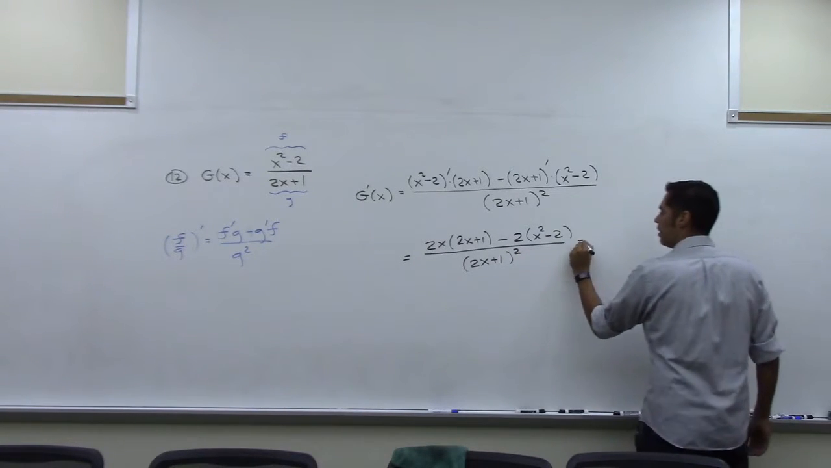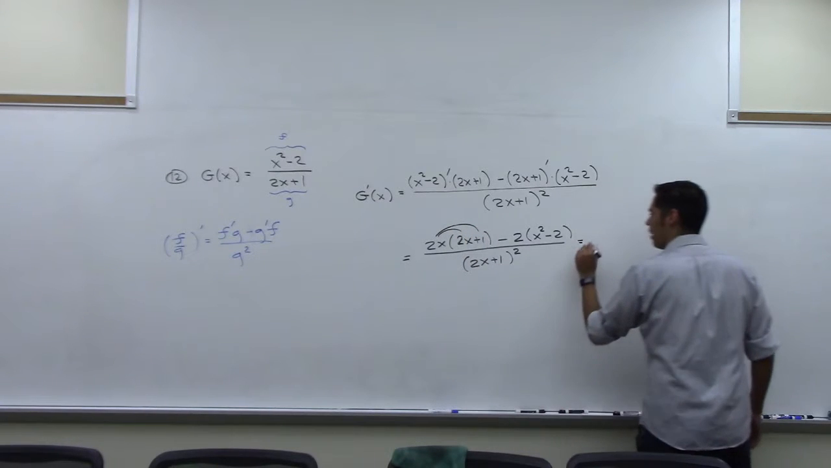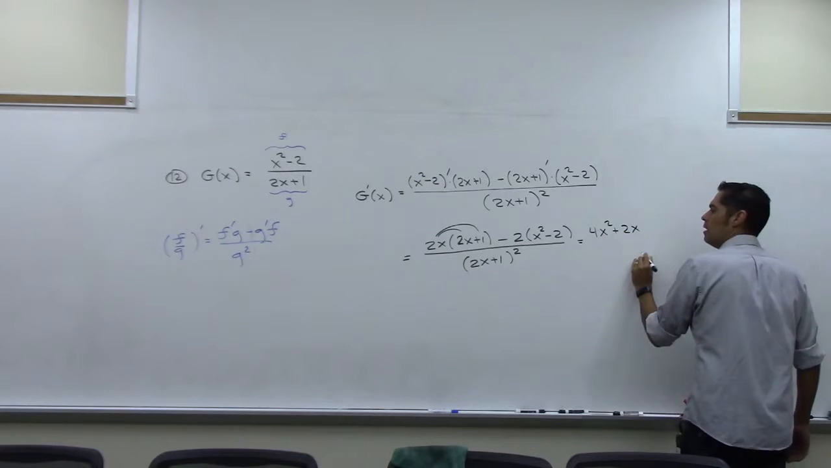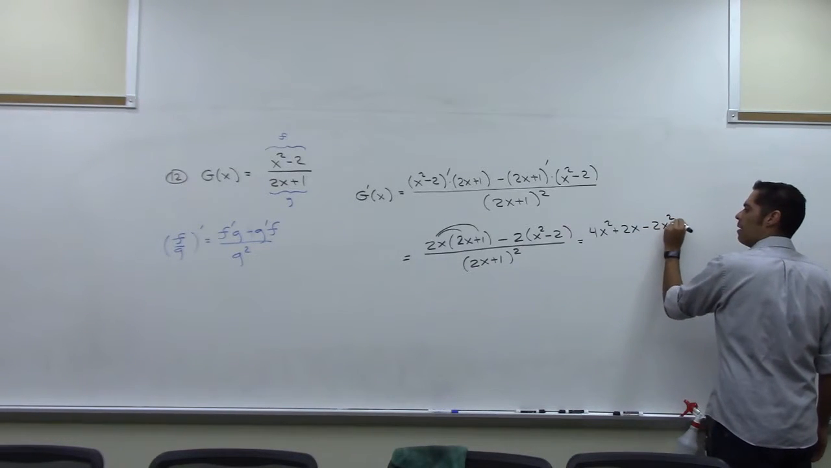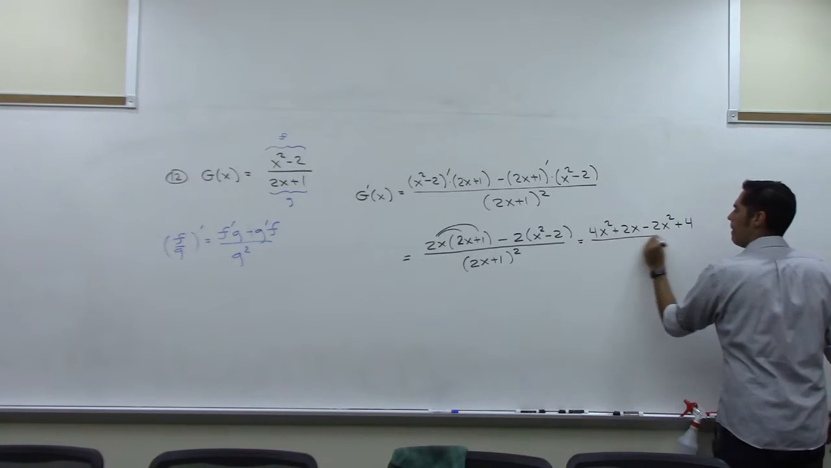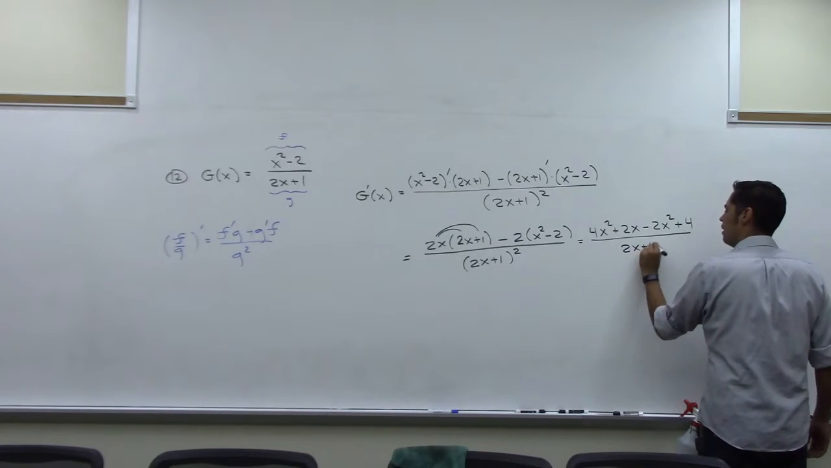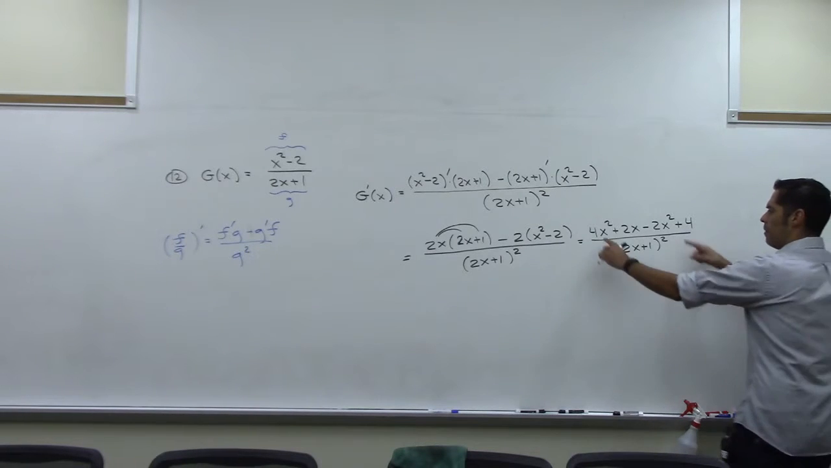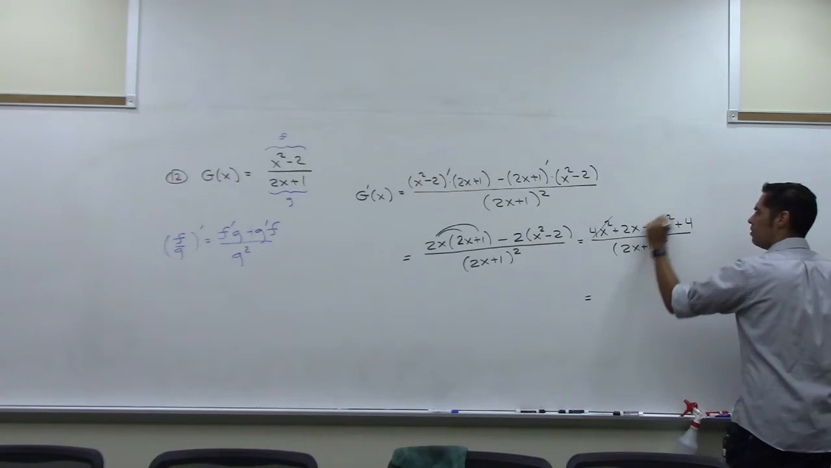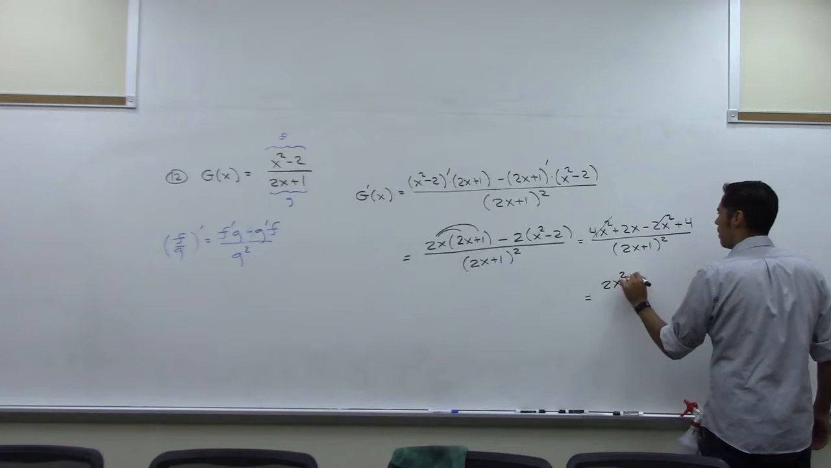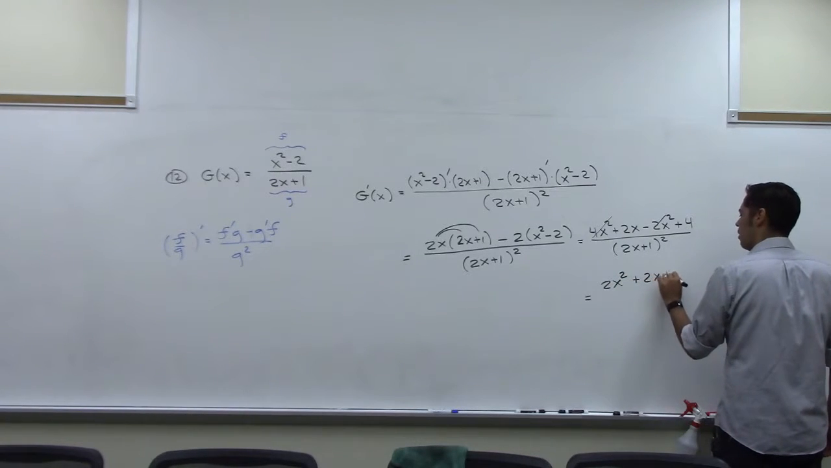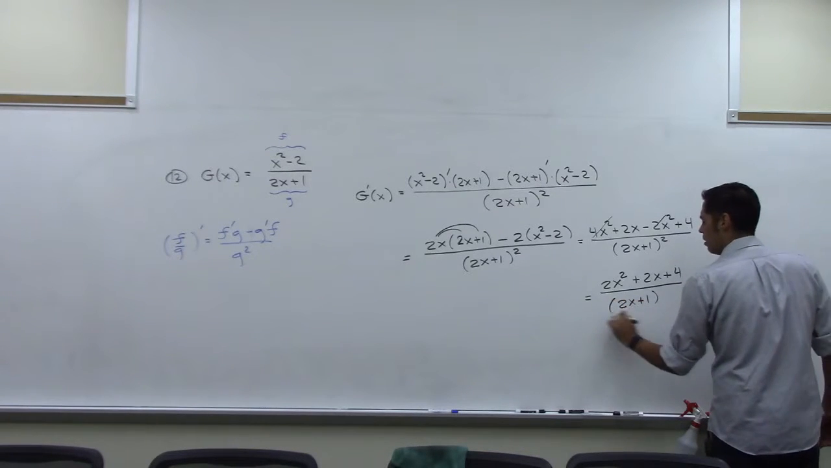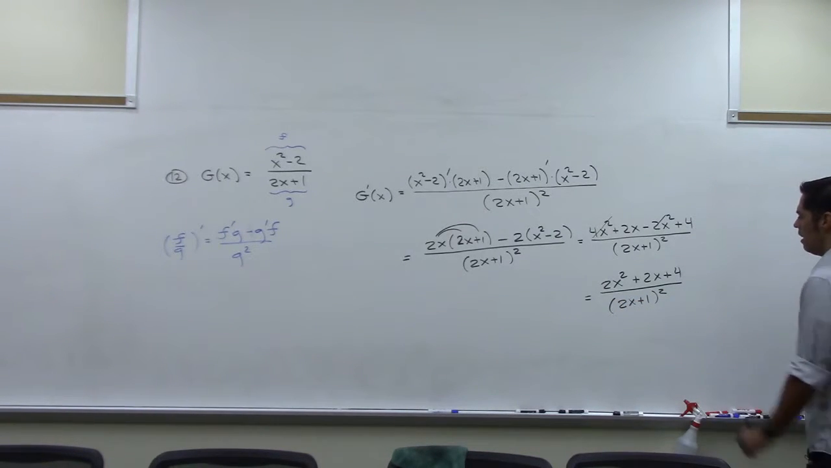And I will distribute. When I do that, I get 4x squared plus 2x and then minus 2x squared plus 4 all over (2x plus 1) quantity squared. That looks good. I can combine some like terms. These two become a 2x squared, and then plus 2x plus 4 all over (2x plus 1) quantity squared. And that looks like it.